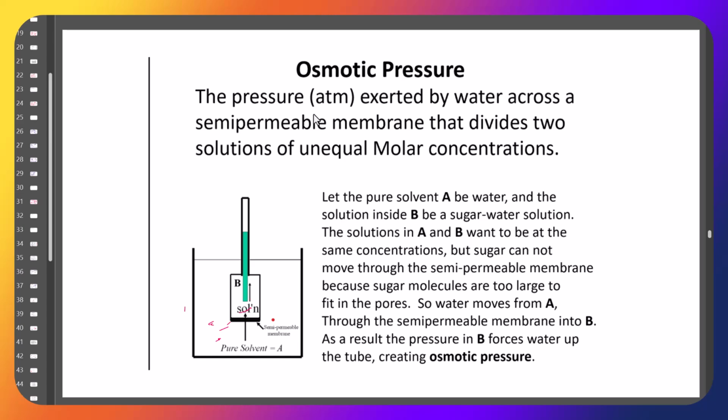The next and last colligative property is osmotic pressure. It's the pressure, but instead of using P for pressure, we're going to use the Greek letter pi so that we don't confuse it with vapor pressure. Okay.